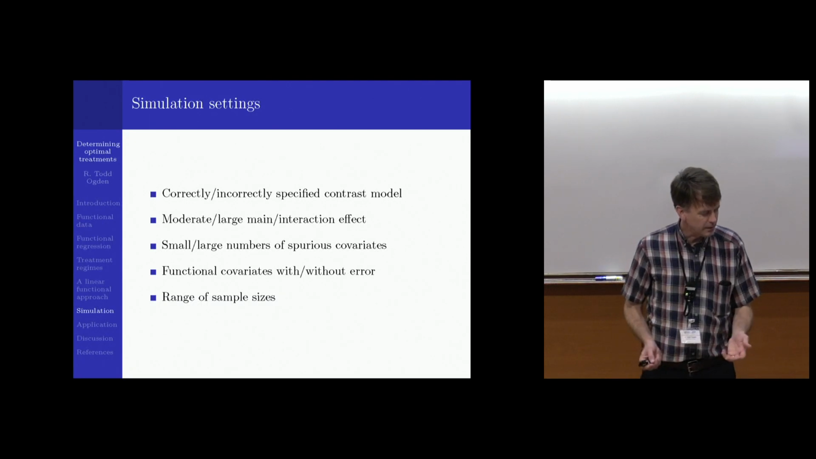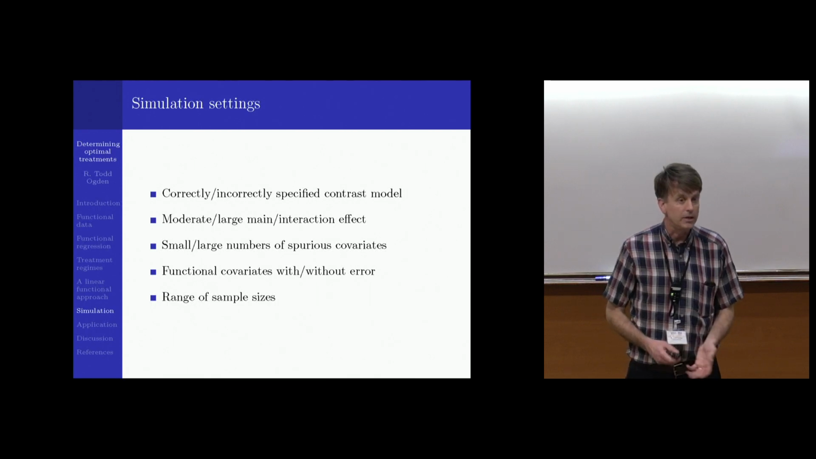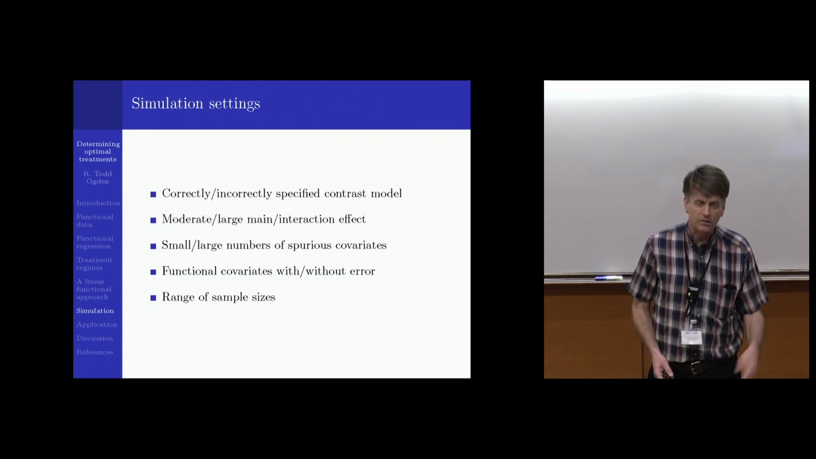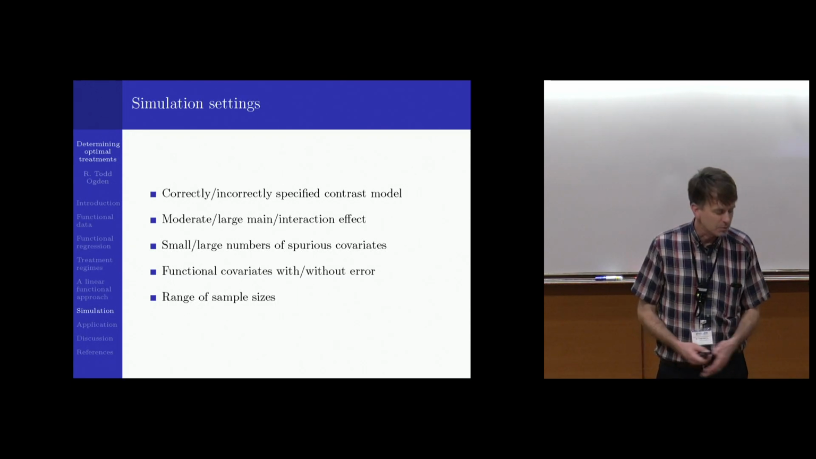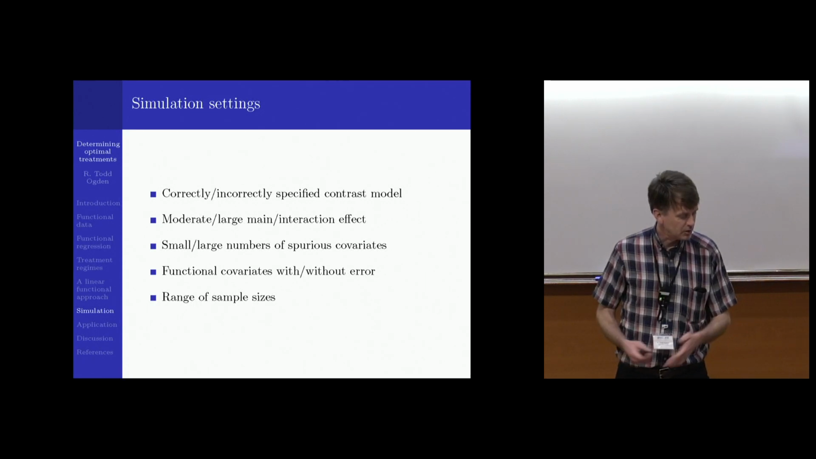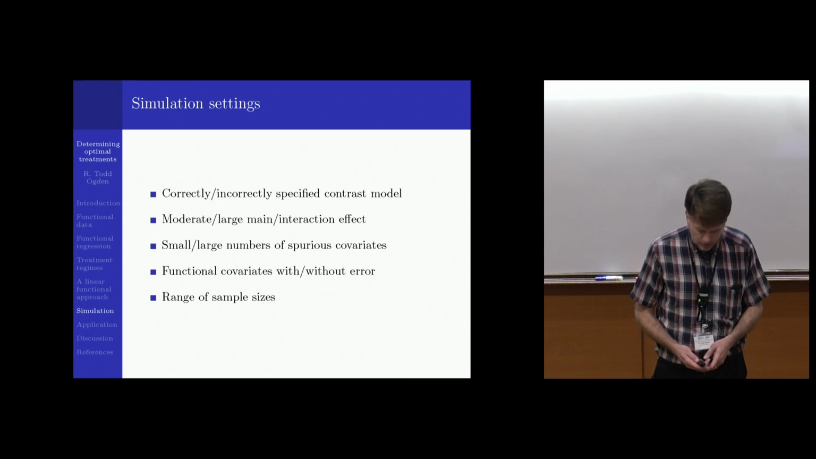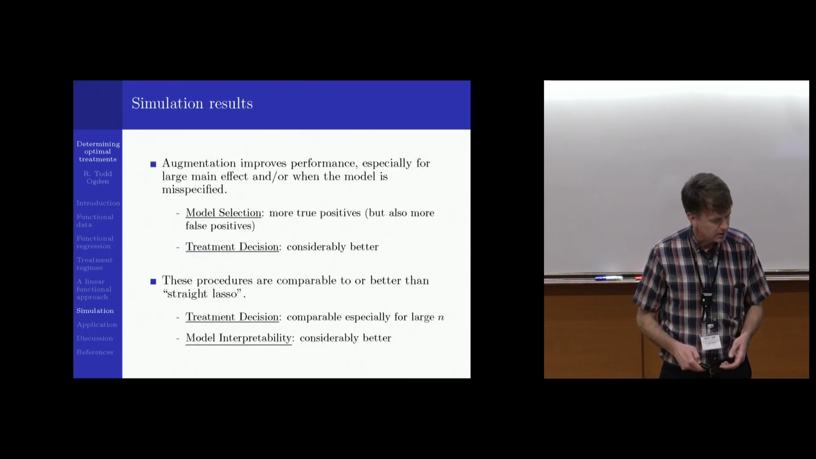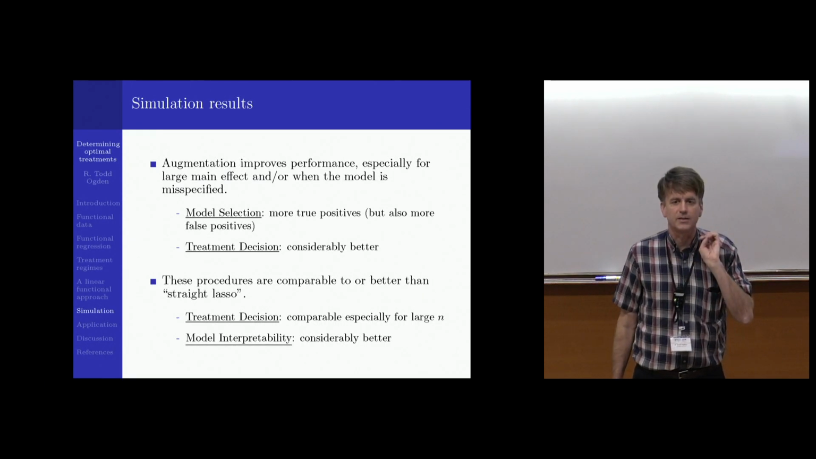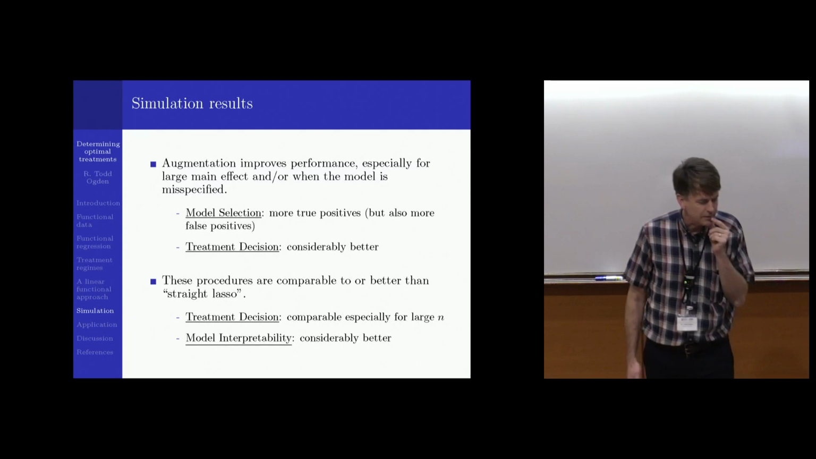Spurious covariates, that's like junk, variables that really don't help either predict or choose treatment. So we have a lot of junk variables that should all get zeroed out if my variable selection is doing well, and then other settings with very few junk coefficients. And then the functional coefficients with or without error, and a range of sample sizes. Then just to summarize, the augmentation, that's like estimating the main effect and then throwing that in there even though you don't need to.